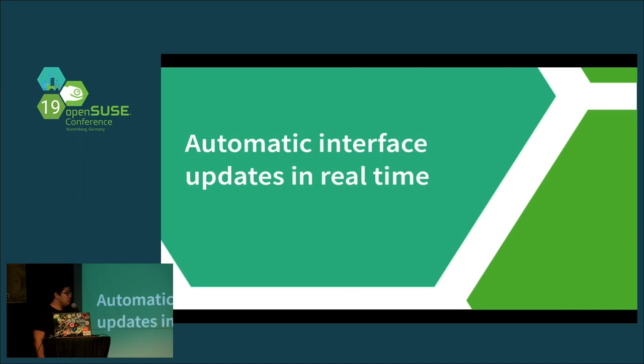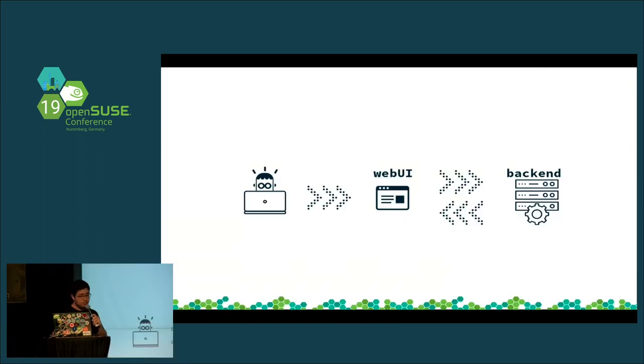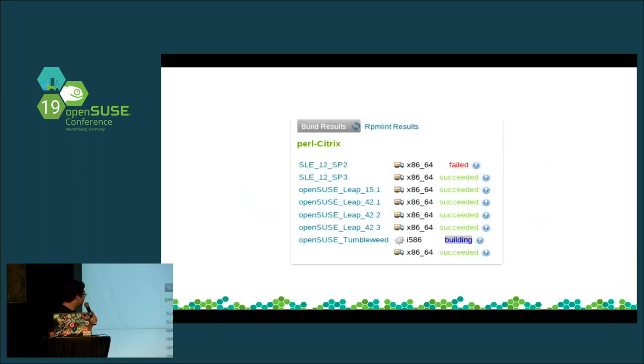Another improvement that we want to make is automatic interface updates in real time. What that means is that you don't need to press F5 anymore to get information. Let's have an example. Here you can see that the user is interacting with the interface, and he talks with the backend, and the backend gives him the answer. If he wants updated information, he needs to refresh the page or do another action to get the feedback.